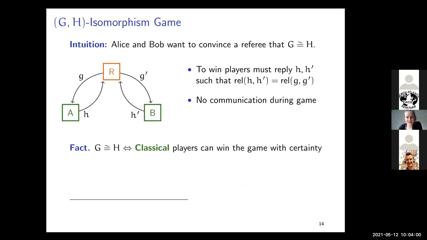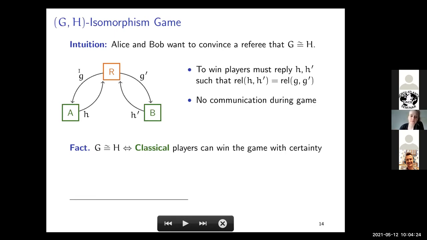So they both know both graphs, Alice and Bob, but they do not know which question the other receives during the game? Yeah, so Alice knows little g, the vertex of graph G, but she doesn't know G prime. She doesn't know this bit of information. And similarly, Bob doesn't know this.